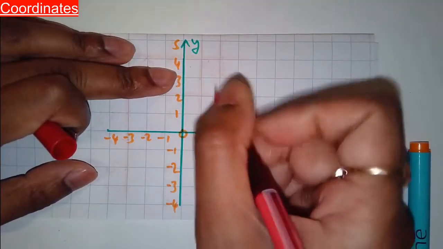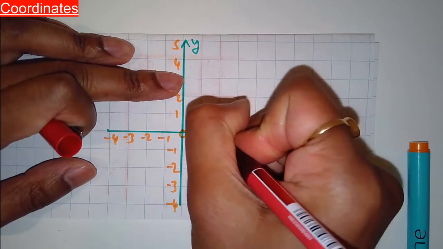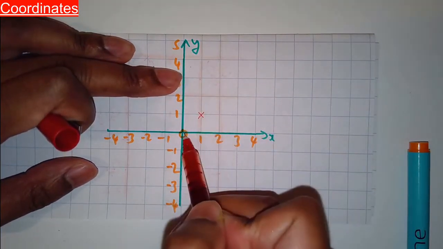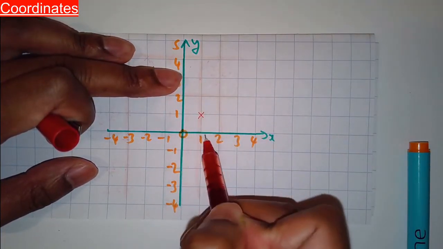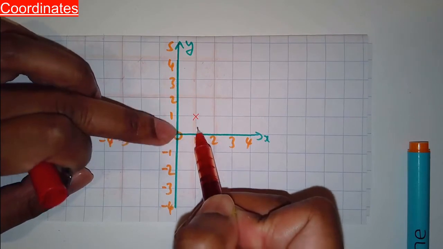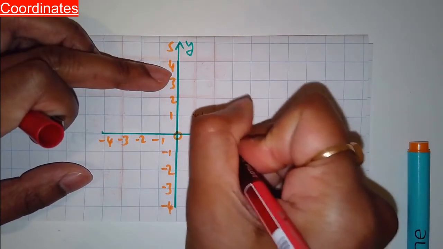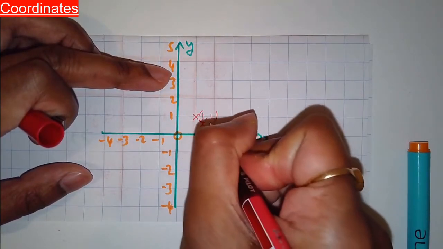I'm going to plot some extra coordinates. Right, that one there. Start from the origin. That's 1 to the right, and then 1 up. That's 1, 1. Remember, that's the x value, that's the y value.